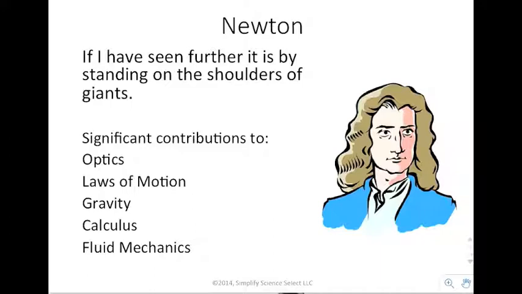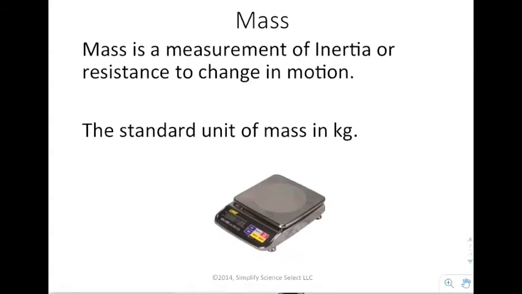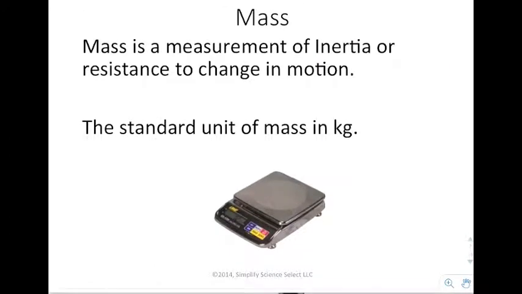He developed the laws of motion that we're going to talk about. He developed the law of universal gravitation, which we will talk about. He also invented calculus at the same time as a German mathematician named Leibniz, and he made significant contributions to fluid mechanics, which are used in lots of machines in order to raise cars using hydraulic lifts and those sorts of things.